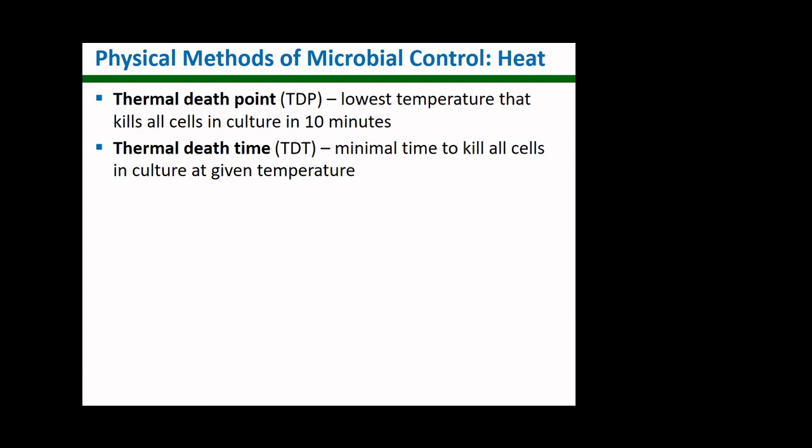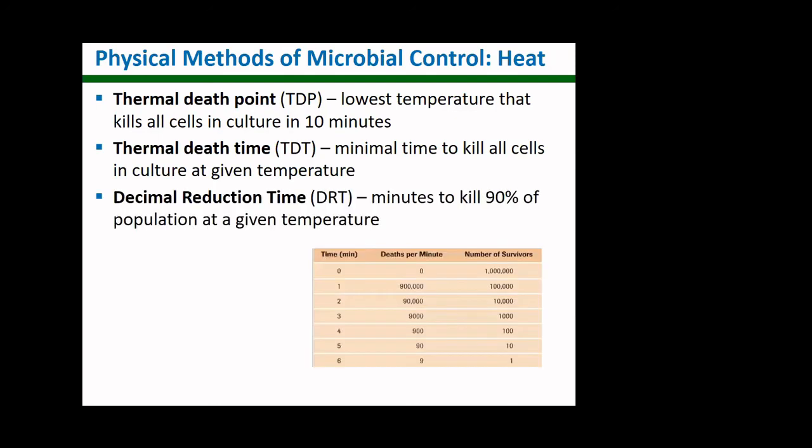Thermal death point looks at the temperature that you need. Thermal death time looks at how much time you need at a given temperature. And then there's decimal reduction time. And we bring this picture back here. Decimal reduction time essentially is how many minutes it takes to kill 90% of your population at a given temperature. So every interval that we show here is a 90% killing.